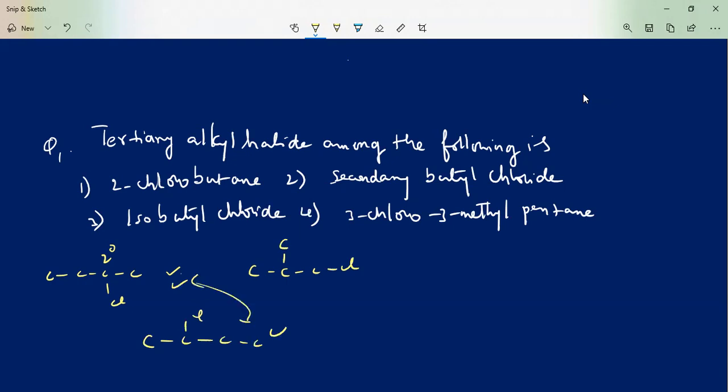Let us see the third one, 3-chloro-3-methyl pentane. Pent means we have five carbons. On the third carbon we have chlorine, and on the third carbon we have a methyl. So this is tertiary. From this discussion, 3-chloro-3-methyl pentane is the right answer for this question. Okay.